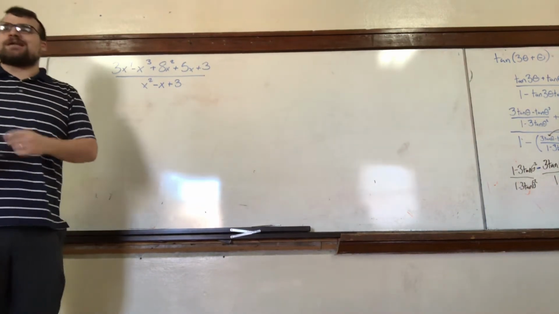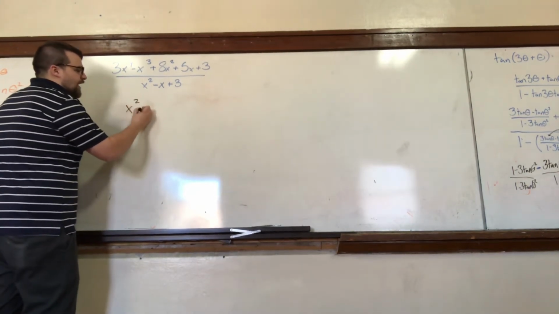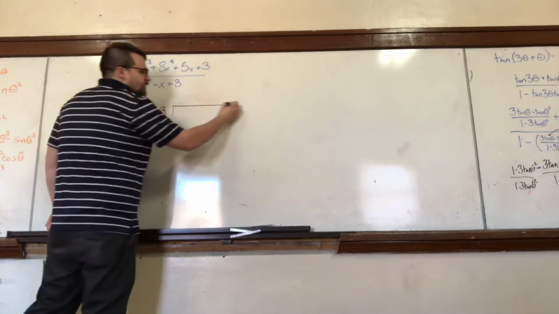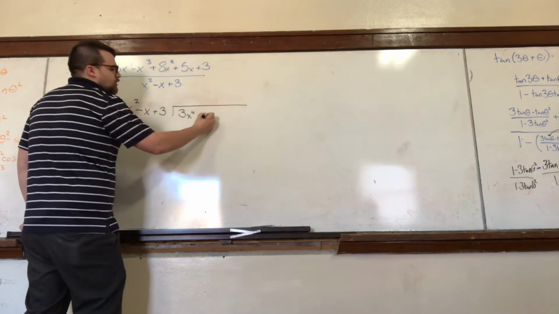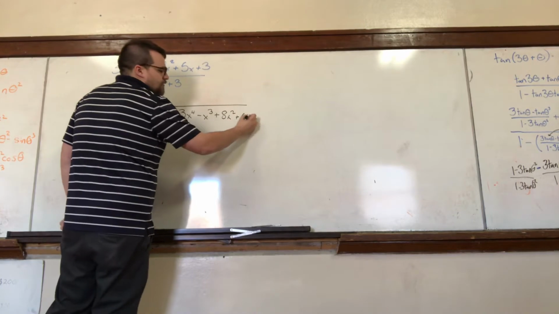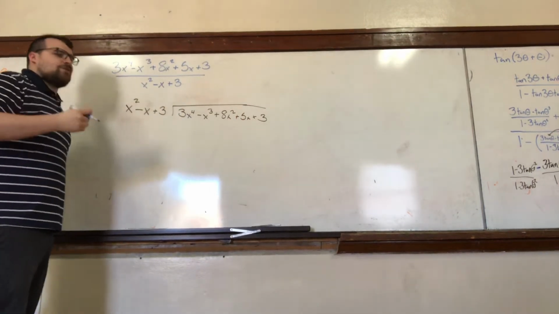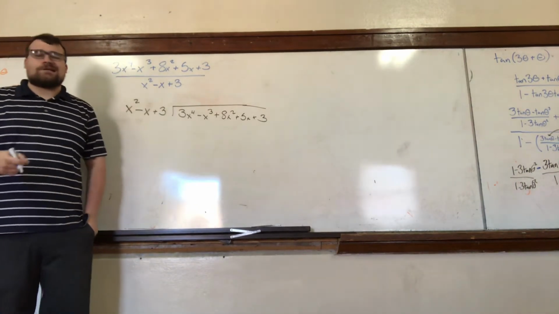We have 3 separate terms, and we have to figure out how to deal with that. Now, we can still set up the problem the exact same way we would otherwise. Long division with our divisor on the outside, and what we call the dividend on the inside. 3x to the fourth minus x cubed plus 8x squared plus 5x plus 3.